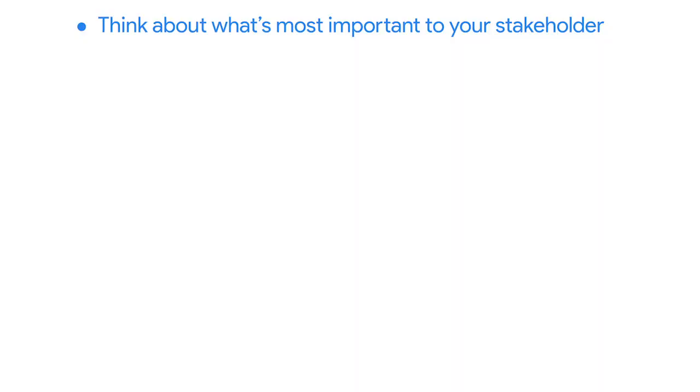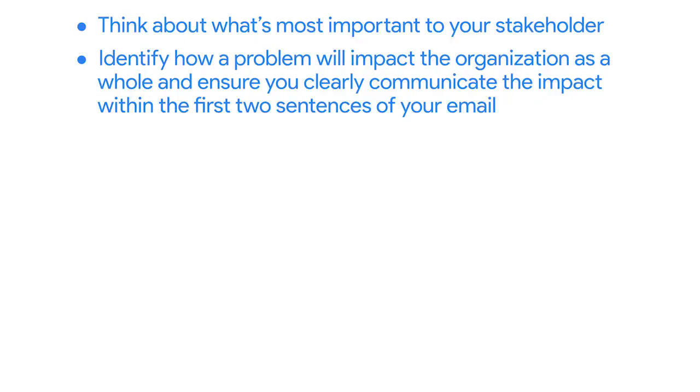First, think about what's most important to your stakeholder. Often, senior stakeholders will be more interested in a problem's potential impact on an organization than its impact on a single project. This is where connecting project problems to an organization's OKRs comes in handy. Identify how a problem will impact your organization as a whole, and ensure that you clearly communicate that impact within the first 2 sentences of your email. Once you've determined what's most important to your stakeholder, you'll be better prepared to draft an effective email.